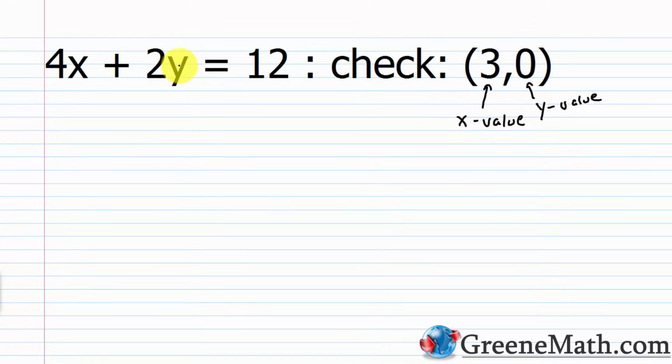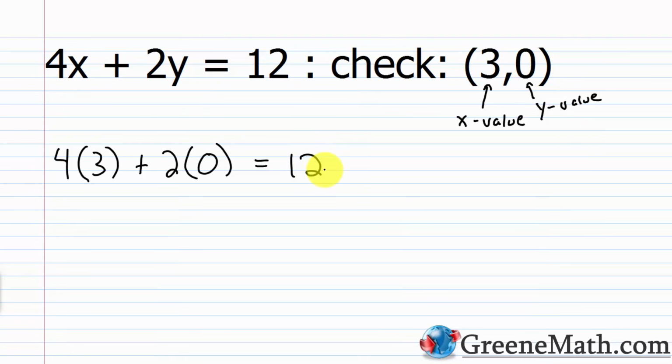0 will get plugged in for y because it represents the y value. So I would have 4 times, again, I have an x here. This is my x value. So I'm going to put a 3 plus 2 times 0 is my y value. So I'm putting in a 0 for y equals 12. Very, very simple. I'm just plugging in just like I did with a linear equation in one variable, right?